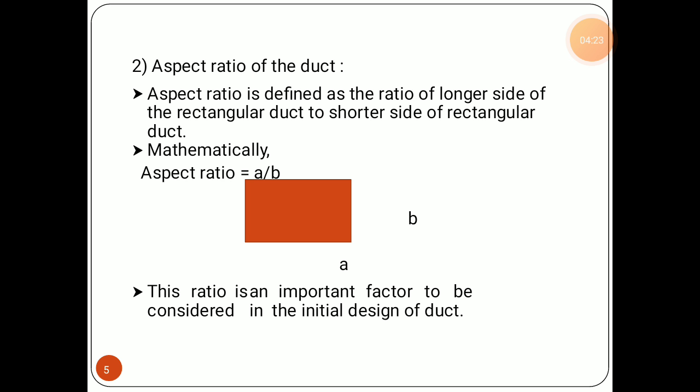Aspect ratio of duct. Aspect ratio is defined as the ratio of the longer side of a rectangular duct to the shorter side of the rectangular duct. If A is the longer side of the duct, which is shown in the figure by a color, and B is the shorter side of the rectangular duct, then mathematically aspect ratio is equal to A divided by B. This aspect ratio is an important factor to be considered in the initial design of duct. In an earlier video lecture I had shown some aspect ratios for different applications.